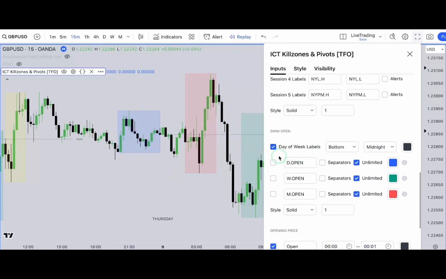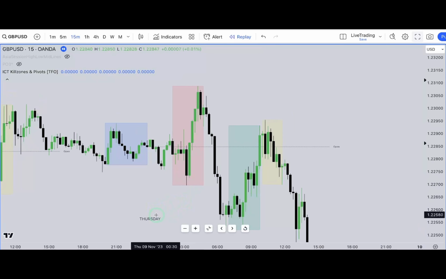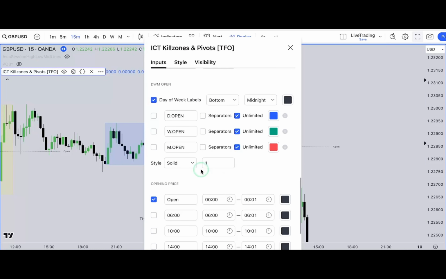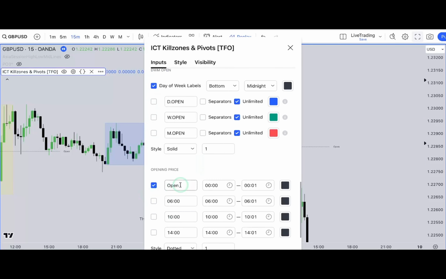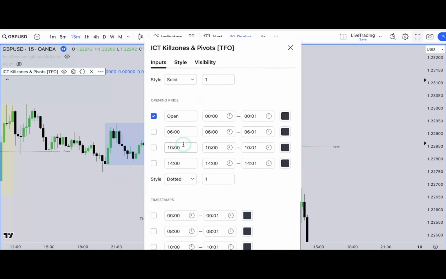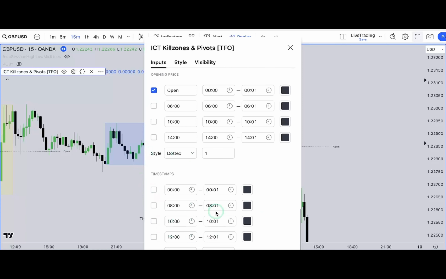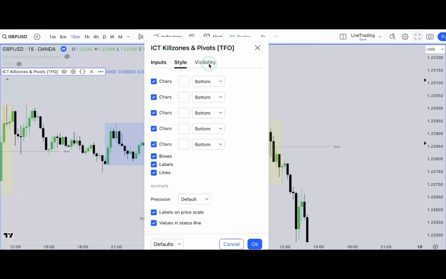And what I like as well is to have the day of the week at the bottom. So I know, okay, we are on Thursday, November 9th. If you have a specific time you want, you can edit it as well. So I have the open right here from 0 to 01, first minute. But if you want to edit the time, do it here. Also for the timestamps, I haven't touched this, so you can just leave it on.